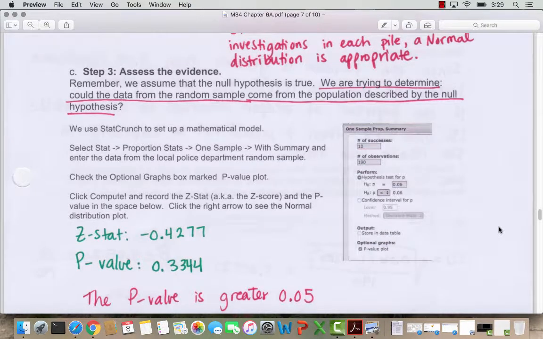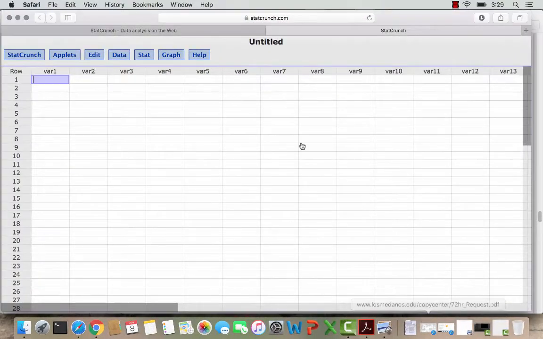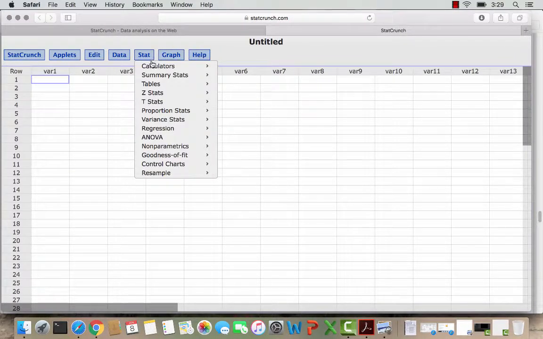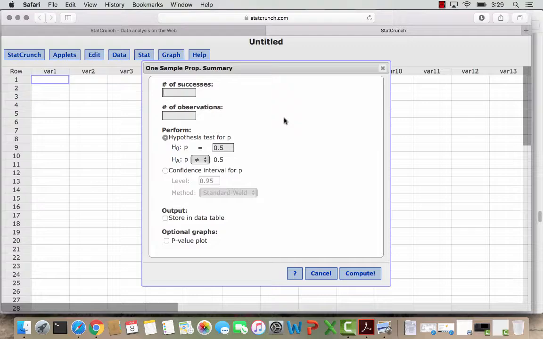So remember, we always assume the null hypothesis is true, and we're trying to determine, could the data from the random sample come from the population described by the null hypothesis? So we're going to use StatCrunch. Let's go into StatCrunch, and you can see I put the screenshots here to make it real clear for you to follow along. We're going to choose Stat, and then go down to Proportion Stats, one sample, with summary. With data would be if we had a whole spreadsheet of data behind us.